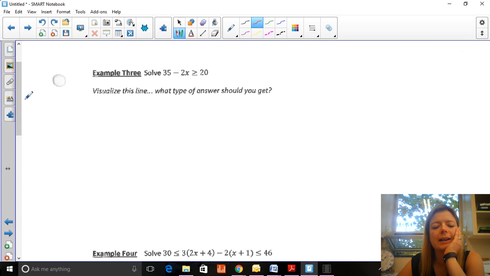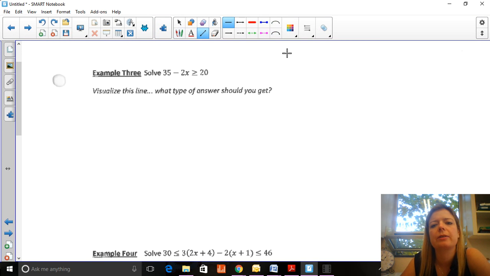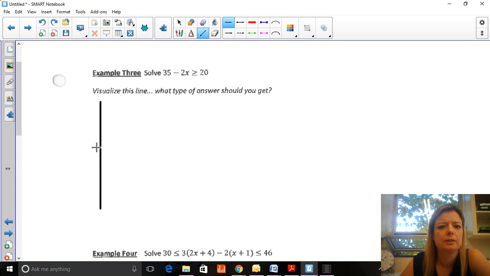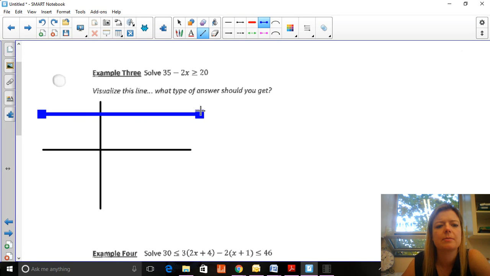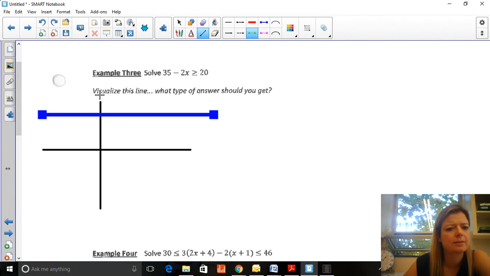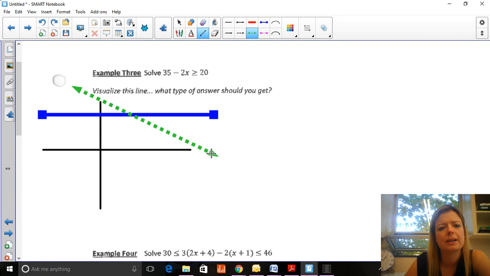35 minus 2x, when is it greater than or equal to 20? So first of all, we can visualize what this line would look like. Okay, so let's create a set of axes here. Okay, greater than or equal to 20. So you can create some fake, let's say this is about 20 up here. And what would this line look like? So 35 minus 2x. So you'd be going through 35 and then subtracting 2x.